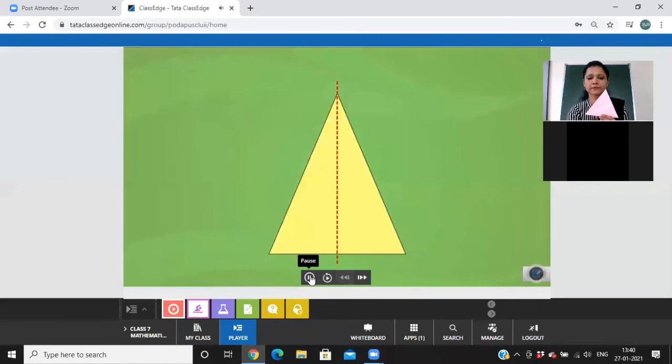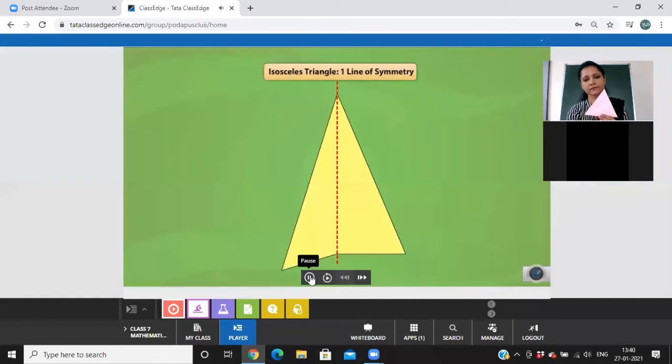Let's look at the lines of symmetry of some geometrical figures. Okay, ma'am. This isosceles triangle has one line of symmetry. Now let's find out by paper folding how this isosceles triangle has one line of symmetry.